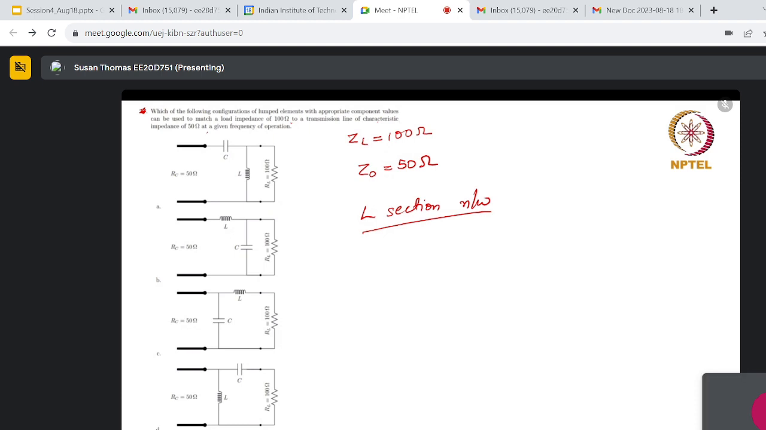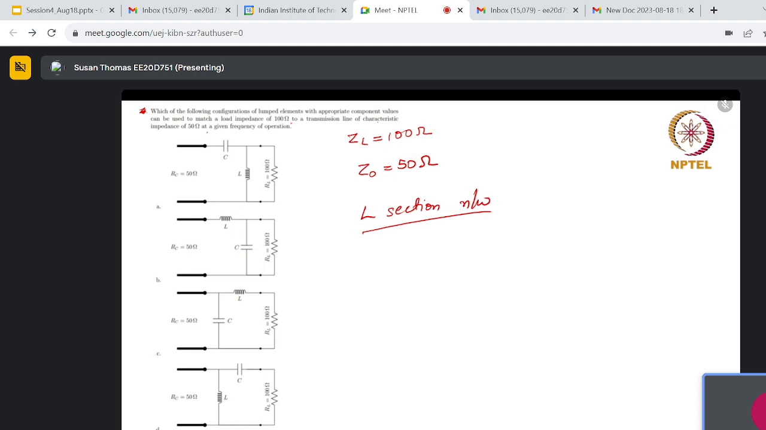Ma'am, the fourth option is not visible. Okay, you can't see it here. So in the fourth option, you have a parallel L and series C. First and second option. Okay. So tell me, what is the reason for the choice of first and second?